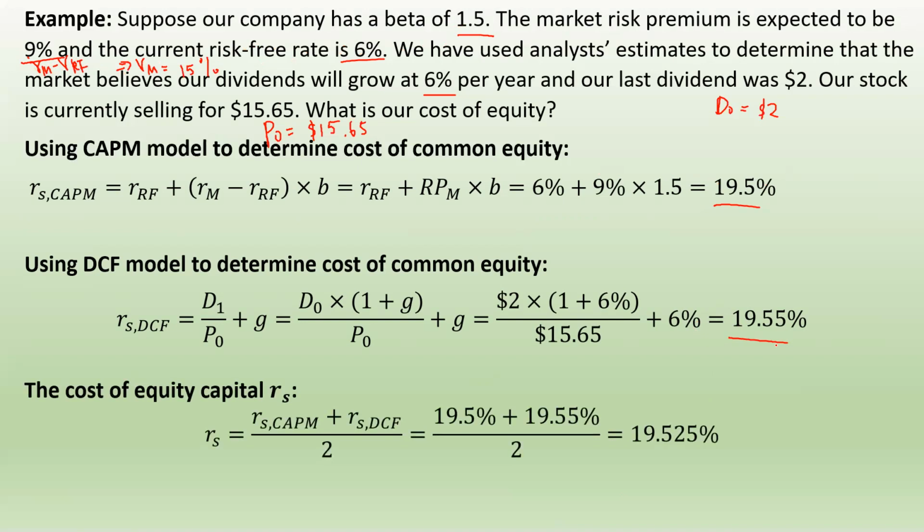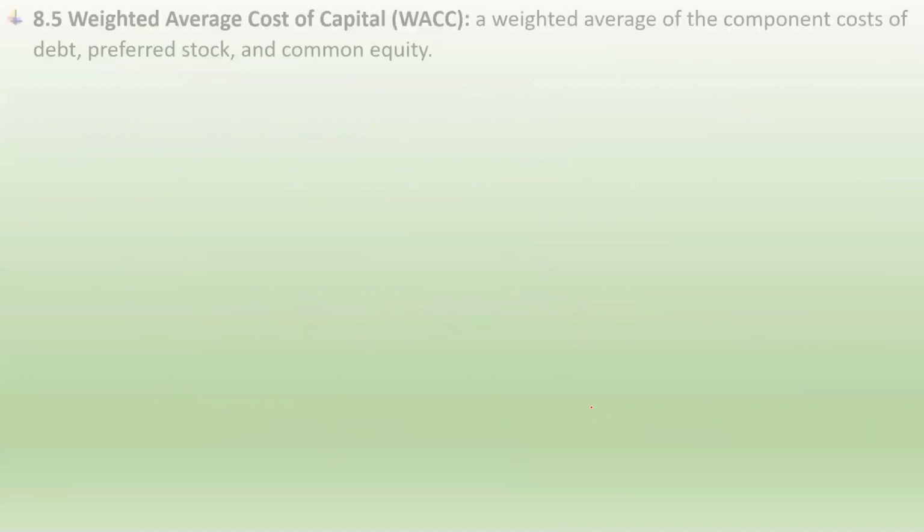So we take an average in this case. Add them together, divided by 2. So the cost of equity is 19.525%, which means the firm has to pay around 20% to the equity investors so they can use the equity capital. The investor will be willing to invest in the firm. If the return is less than this, the investor will stop investing in the firm.